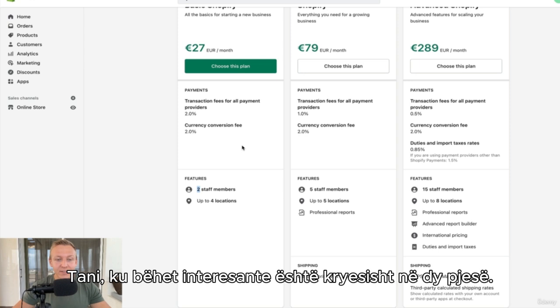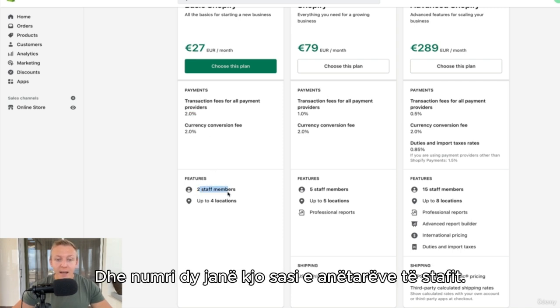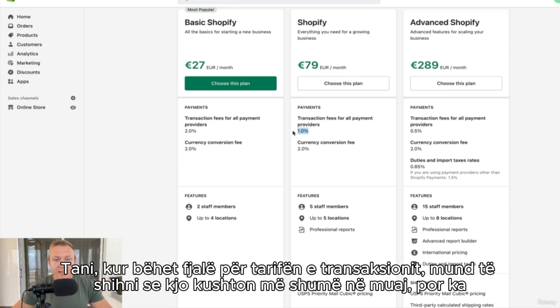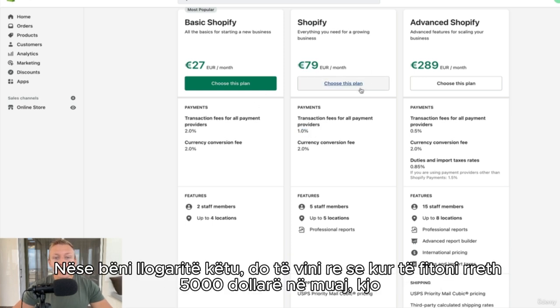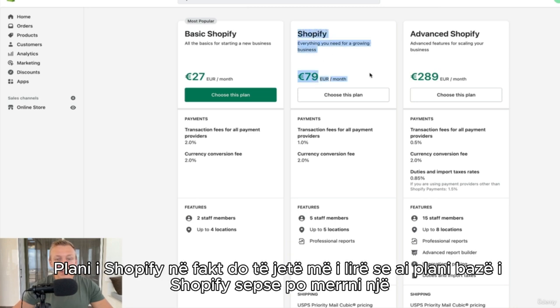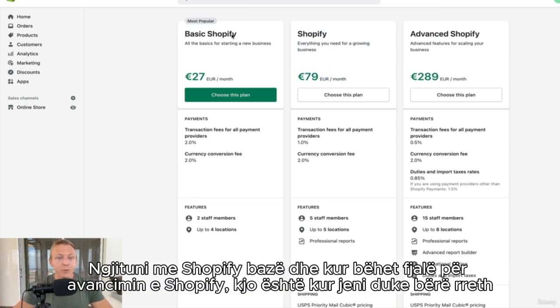Now, where it gets interesting is primarily on 2 parts. Number 1 is the transaction fees, and number 2 is the number of staff members. So this is what's going to decide which plan you want to use. When it comes to the transaction fee, you can see that this plan costs more per month, but it has a lower transaction fee. If you do the maths here, you're going to notice that when you're making about $5,000 per month, this Shopify plan is actually going to be cheaper than the basic Shopify plan because you're getting a lower transaction fee. So unless you're making $5,000 per month, you don't need to use this plan. Stick with the basic Shopify.